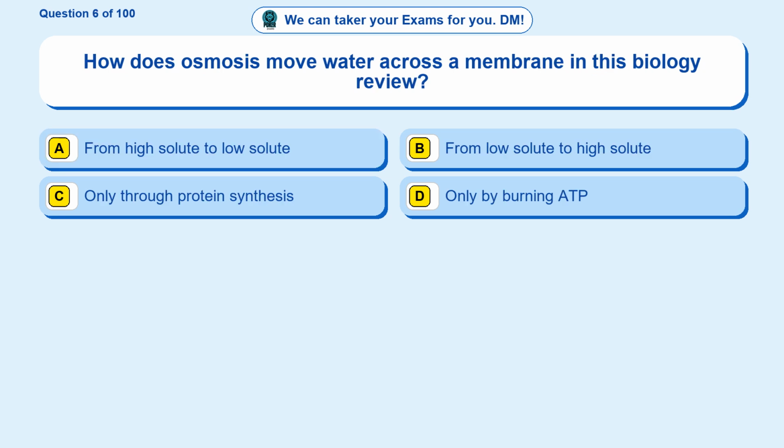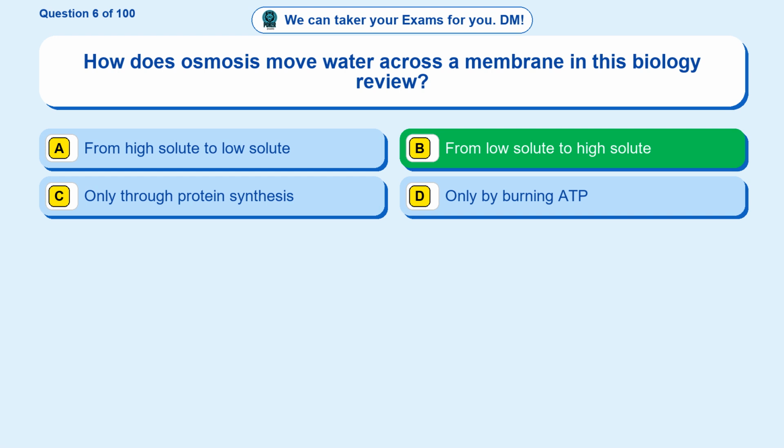Question 6. How does osmosis move water across a membrane in this biology review? Option A, from high solute to low solute. Option B, from low solute to high solute. Option C, only through protein synthesis. Option D, only by burning ATP. The correct answer is option B, from low solute to high solute.